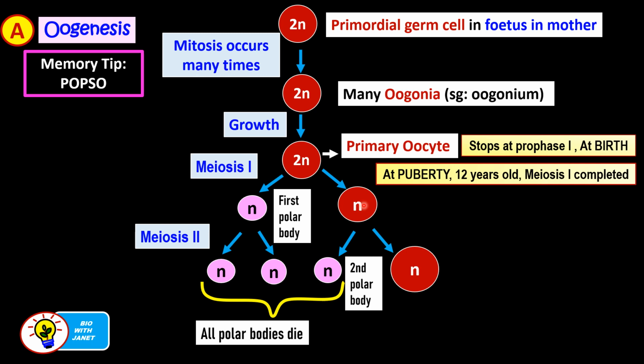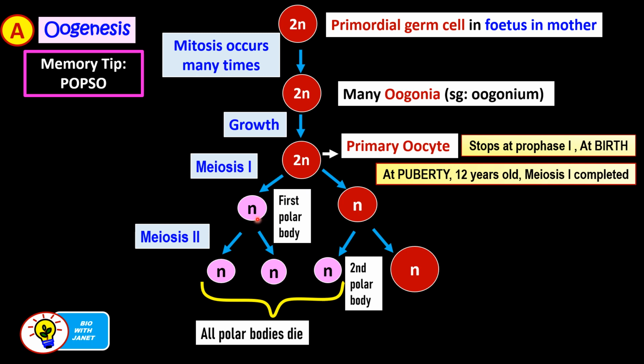Now, when puberty is reached at about 12 years old, due to the increase in certain types of hormones like follicle stimulating hormone, the primary oocyte will complete meiosis 1. That means it will continue to carry out meiosis 1 from prophase 1 to metaphase 1, anaphase 1, and telophase 1, right? And then the primary oocyte will divide to form two cells.